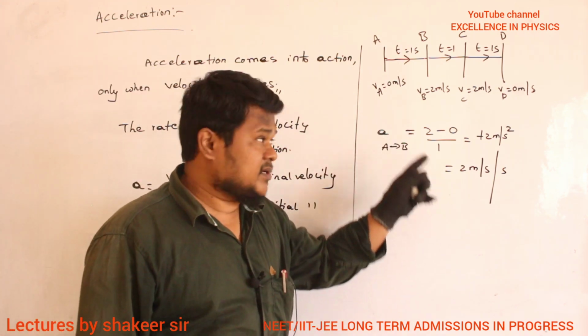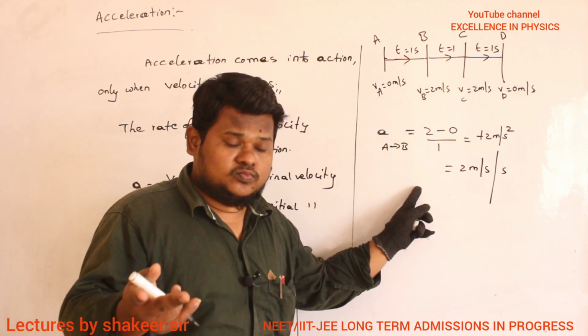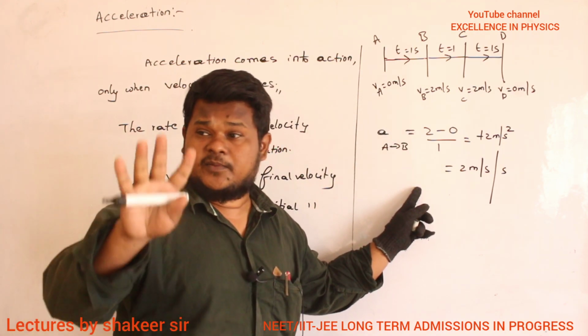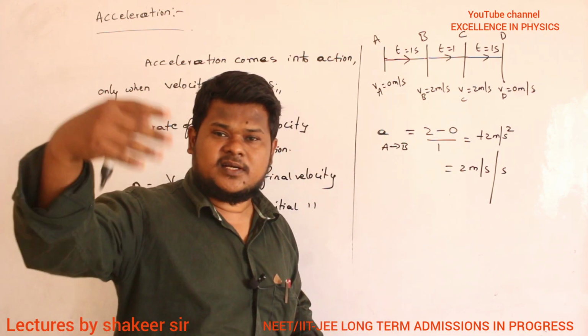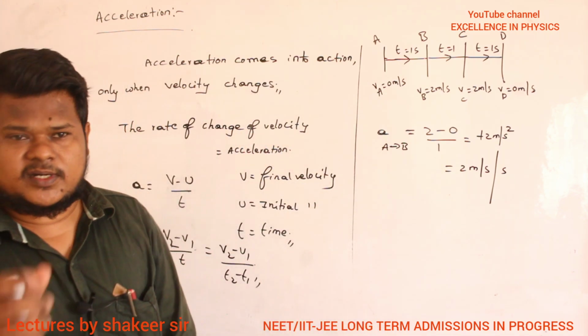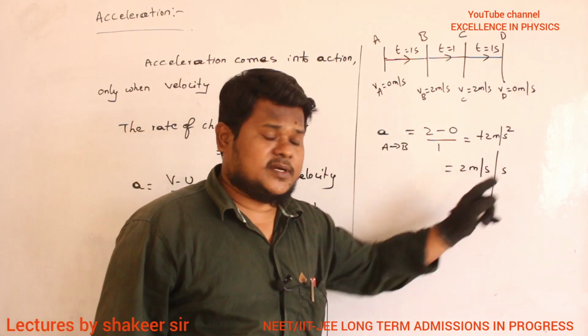It means, for example, if velocity is 0, after 1 second its velocity will be 2. After another second its velocity will be 4. After one more second its velocity will be 6. So like this velocity continuously increases. That is called acceleration. Is it clear, ma?